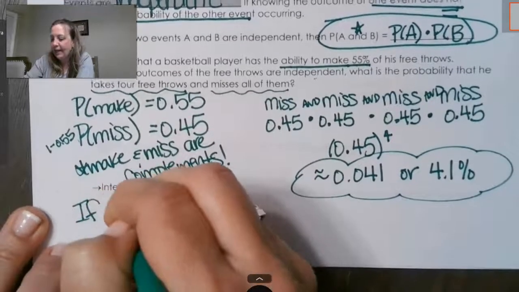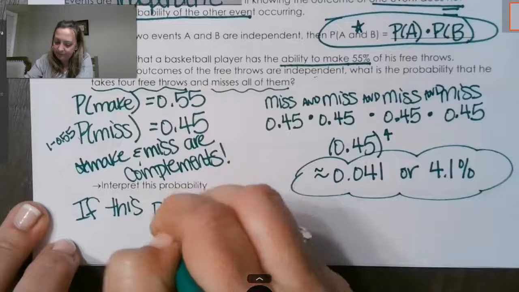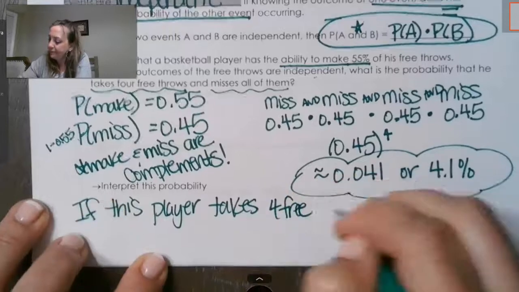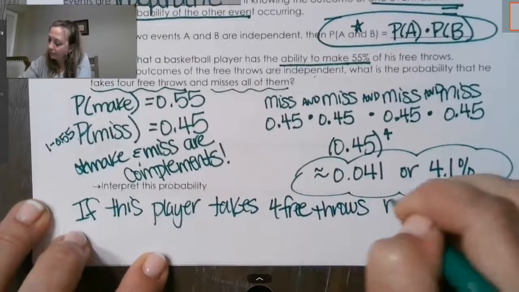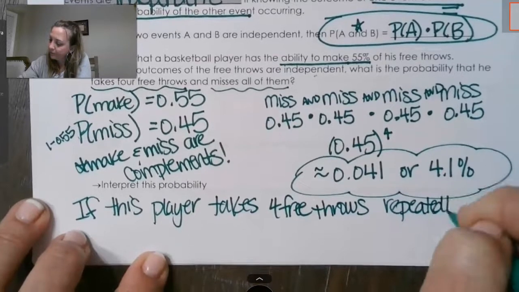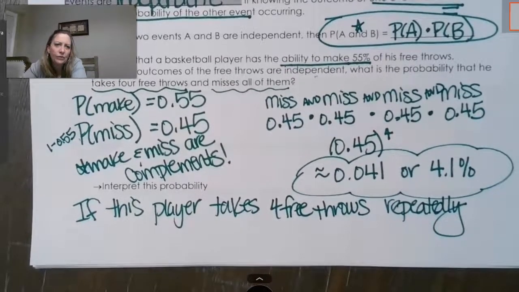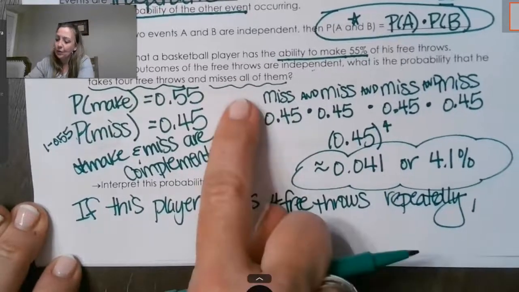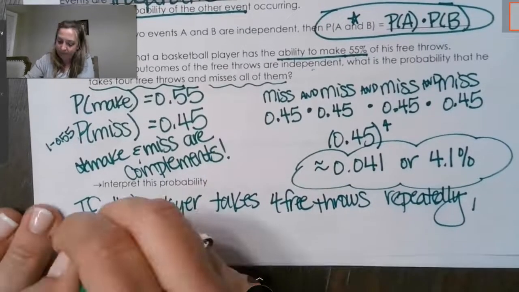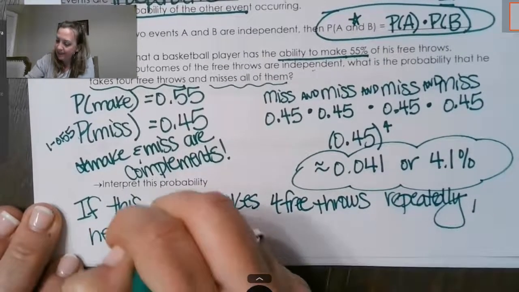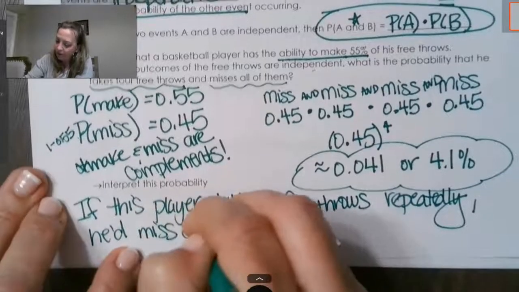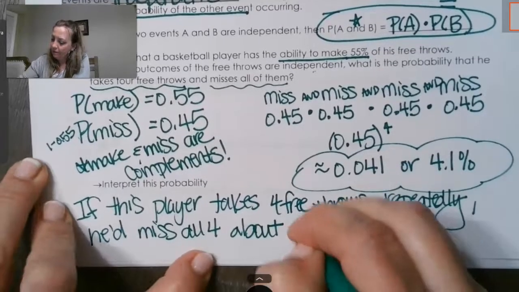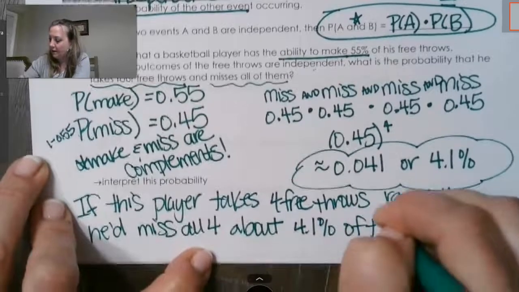So we could say something like, if this player takes 4 free throws repeatedly, so that's what would be happening over and over and over again, this number represents the likelihood that he's going to miss all of them. So I'll say he'd miss all 4 about 4.1% of the time.